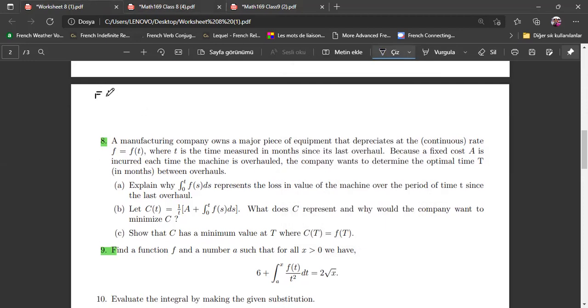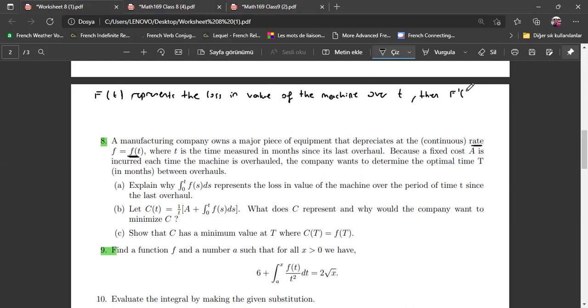So if this function f of t represents the loss of the machine over the period of time t, then as this is the rate, what do we get?